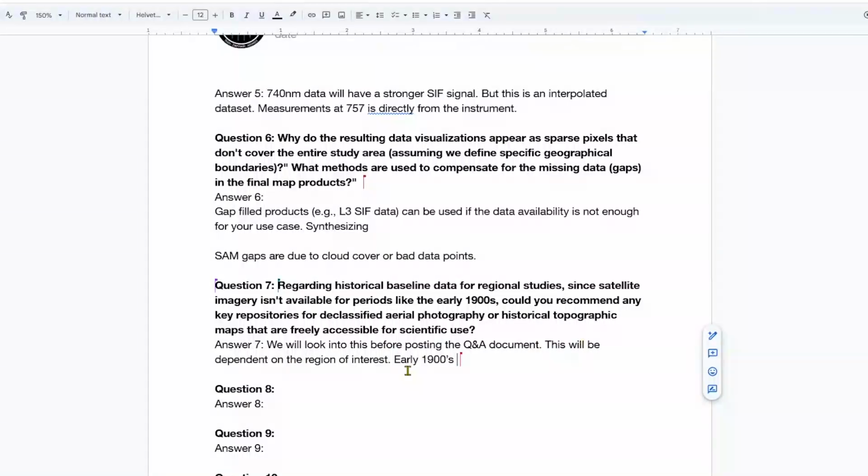And also the historical topographic maps, I would have to check when USGS or other agencies would have started collecting that, because that would all be produced during land surveys. So that would also be country dependent.